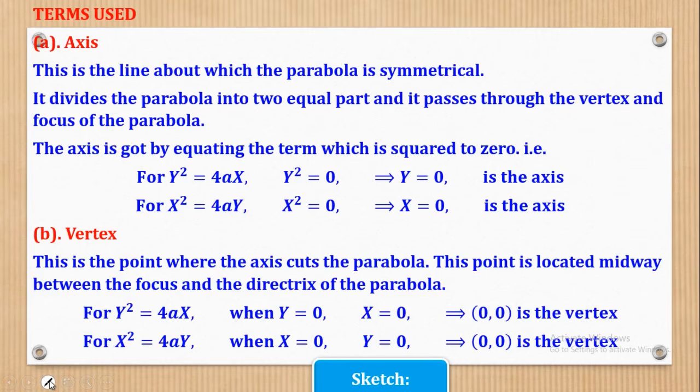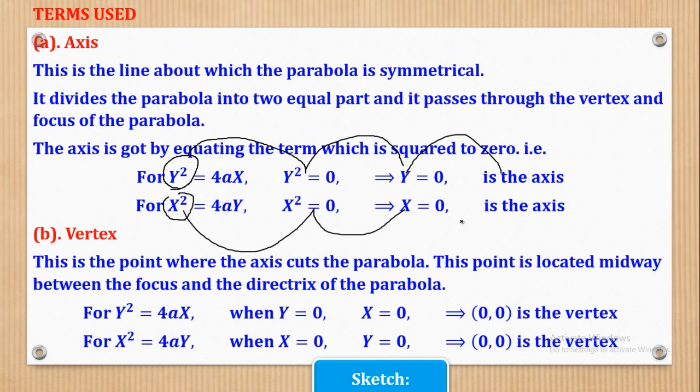And how do you get the axis given the equation of a parabola? What you do, you look at the variable which is squared. In a parabola, either y is squared or x is squared, but both can never be squared. So if y is squared, equate it to 0, and when you equate it to 0, get the value of y, and that will be the axis. If the x term is the one which is squared, equate it to 0, and the value of x will be the axis.